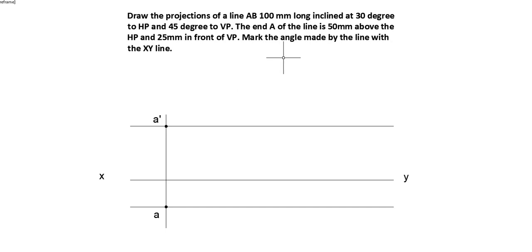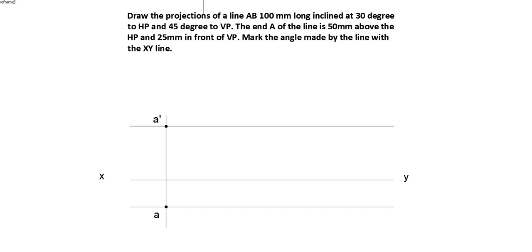Okay, so how will we draw it? In such a case we will have the true length in the front view, because it is parallel to VP. It is inclined to HP and parallel to VP, so in that case the front view will show the true length.